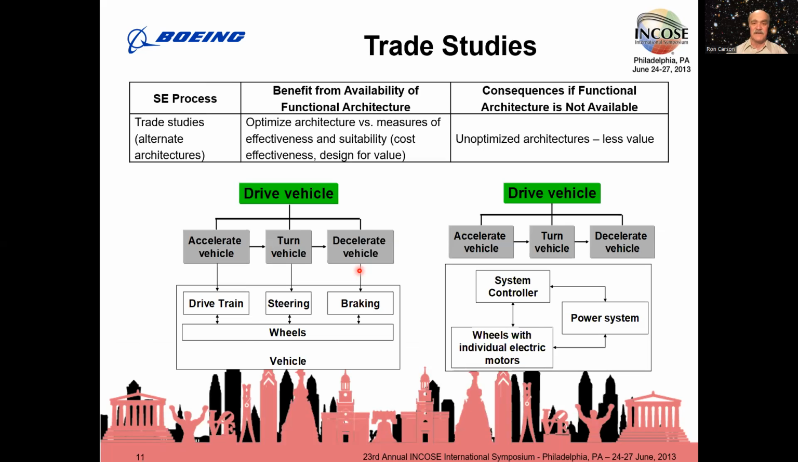Clearly, another benefit is examining different architectures, and that's what we call trade-off studies or trade studies, where we can attempt to optimize any particular system architecture with respect to the measures of effectiveness and including measures of suitability. So there's generally more than one possible solution, and we want to examine different alternatives before we make commitments. And having a functional architecture allows us to do that.